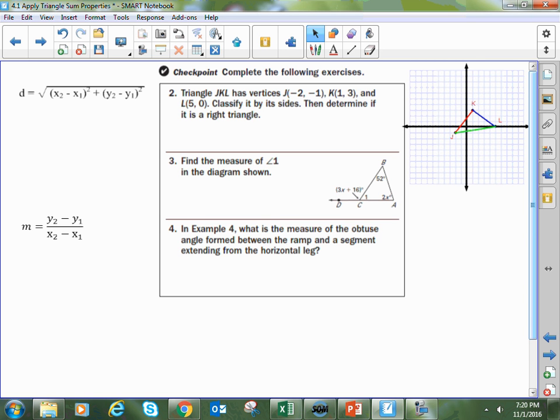Now looking at it, it looks like JK and LK might be the same length. So those are probably going to be the ones I'm going to do the distance formula on first, and that's what I did here. So looking at the distance formula, we can see that JK is 5 and that KL is 5. It is possible to have an equilateral triangle where all three sides are 5, but odds are the third side is not going to work out that way, and it didn't. When I found the length of the third side, JL, it worked out to be 5 radical 2. So now what about the slope?